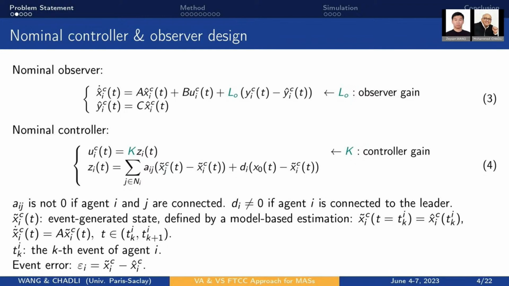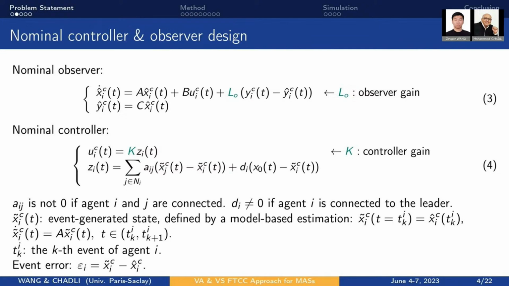Now, in normal working condition, there's no fault, and we then propose the nominal observer-based controller. The nominal observer is composed of this equation 3, where the x_i^c hat is the observer state. We have the derivative of the observer state equals A times x_i^c hat plus B times u_i^c plus the observer gain L_O times the difference of the observer output and the system's output.